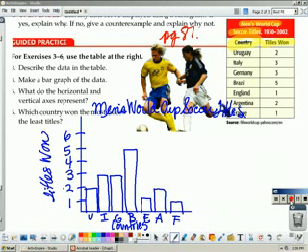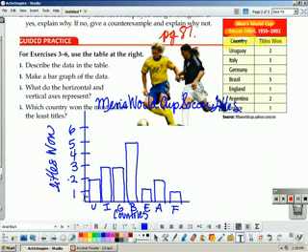So what I want to do is come here and use our wrap method to answer number 5. It asks us, what do the horizontal and vertical axes represent? So what we need to do is actually answer that like we would wrap our answers. So what I'm going to do is type it so that you can see it really well.